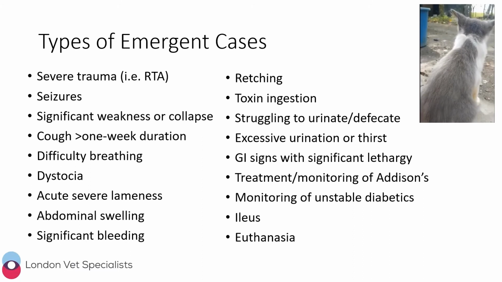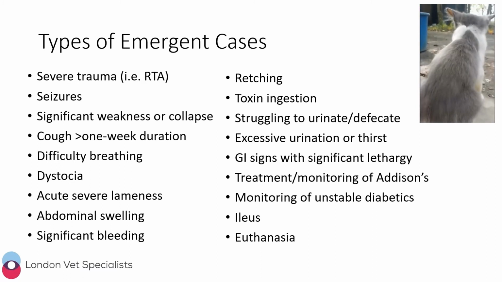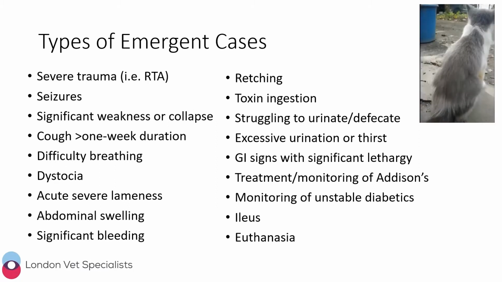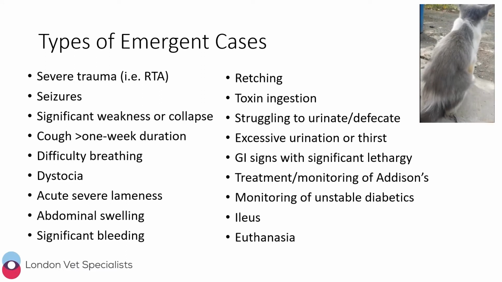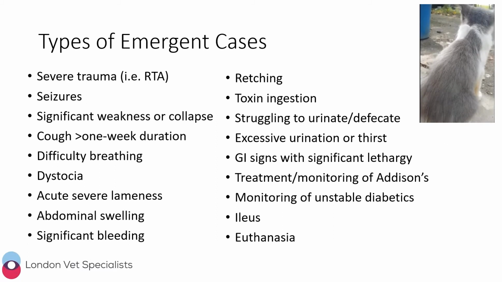Struggling to urinate or defecate, I think the big one that we think of there is blocked cats, clearly an emergency case that needs to come in. Excessive urination and thirst, again, you have to give it some wiggle room and decide if it's truly something that is emergent and not just urgent. GI signs with significant lethargy, kind of clueing you in on something pretty significant, like maybe dehydration or something more serious underlying those GI symptoms.